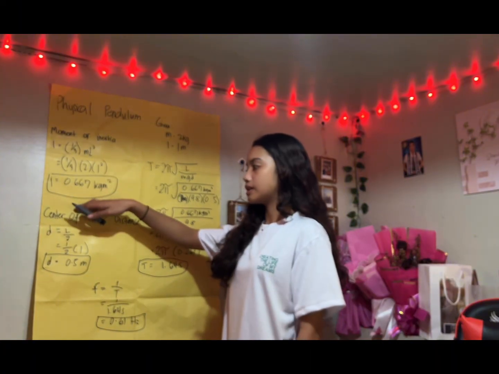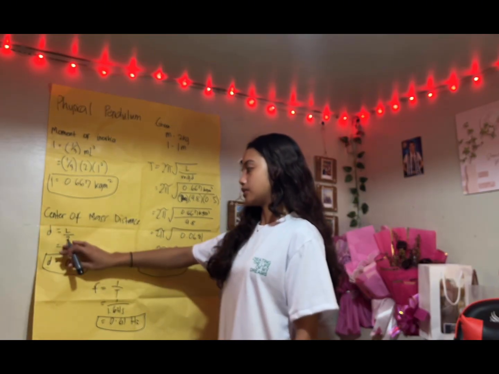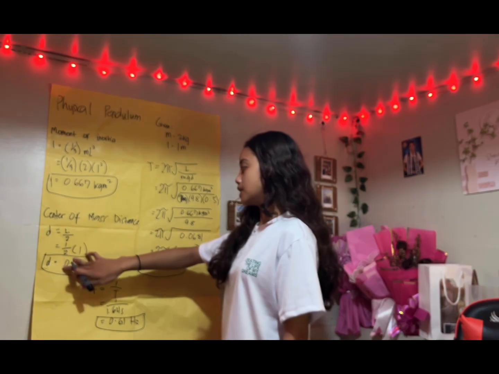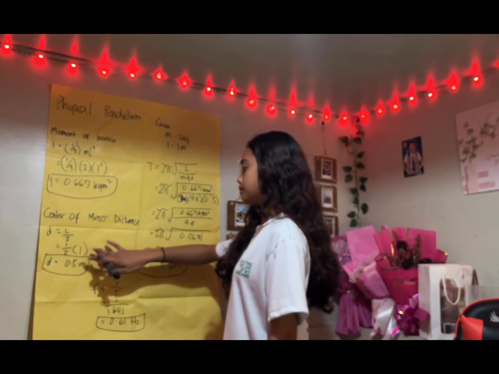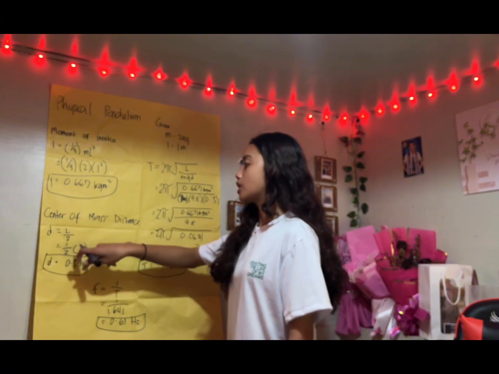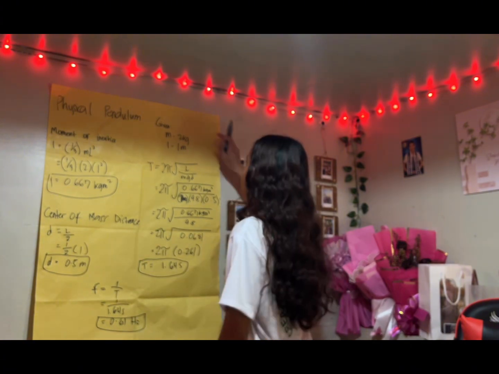Next is our center of mass distance. Our formula is d equals length over 2, which equals 1 half times 1, that is equal to 0.5 meter.